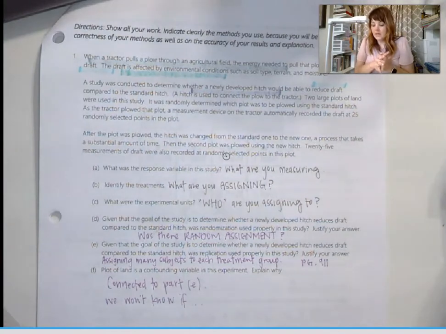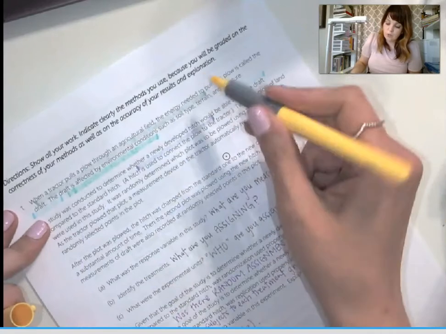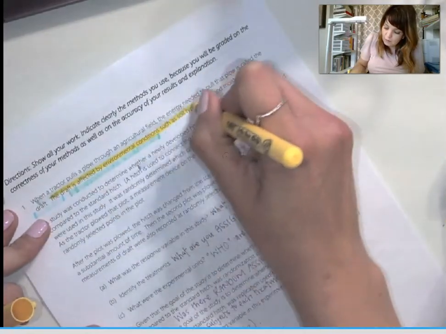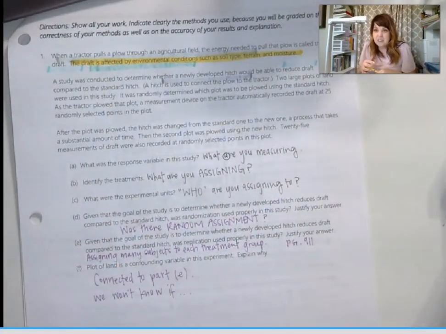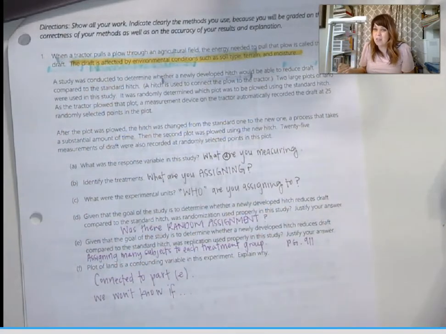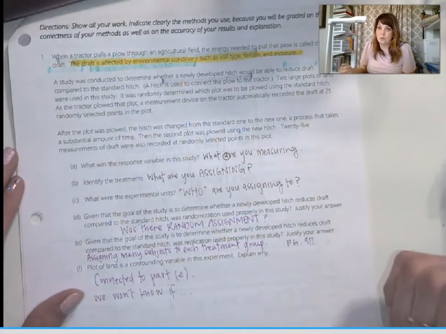This problem is wanting you to address the language and the principles of design. So it's about a tractor pull. They're saying that the amount of energy that you need to pull the tractor is called draft. And draft is affected by environmental conditions such as soil type, terrain, and moisture. So if you really think about that, if you're trying to drag something through mud, I bet you that takes a lot more energy than dragging it through dry dirt.